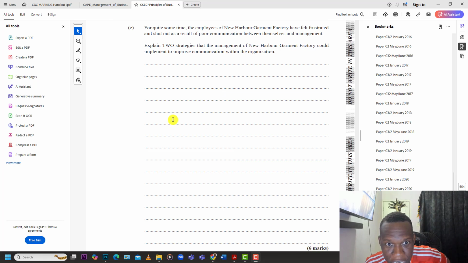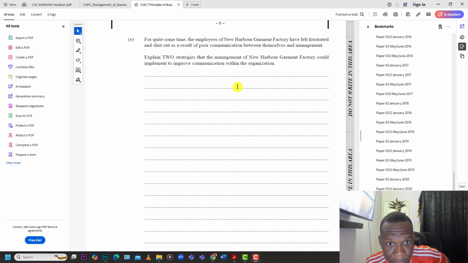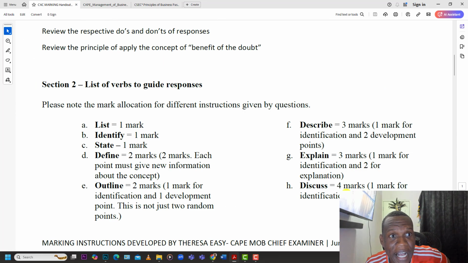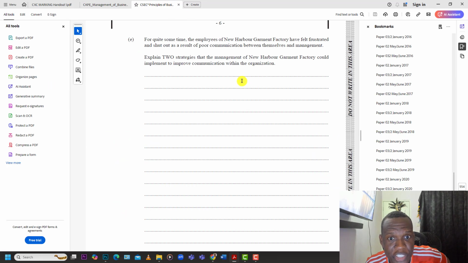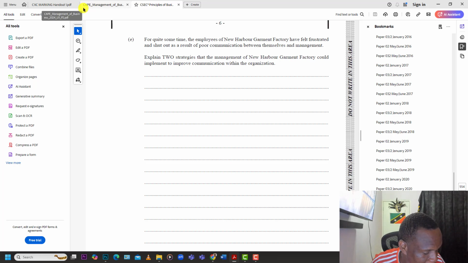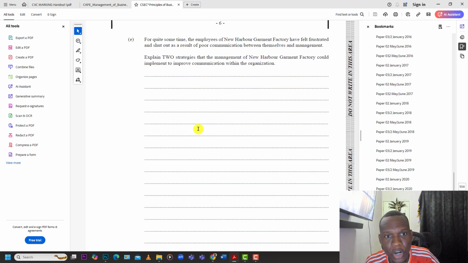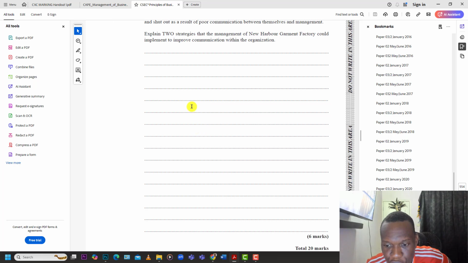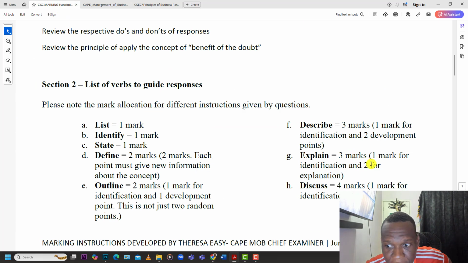And so we're looking at 6 marks, because you have to explain 2, right? You have to apply the same approach to each of them, which is to identify. So 1 mark for identification of the strategy and 2 for the explanation. So you identify the strategies and then you have to explain that strategy. So that is how we deal with explanation: 3 marks, identify and explain.